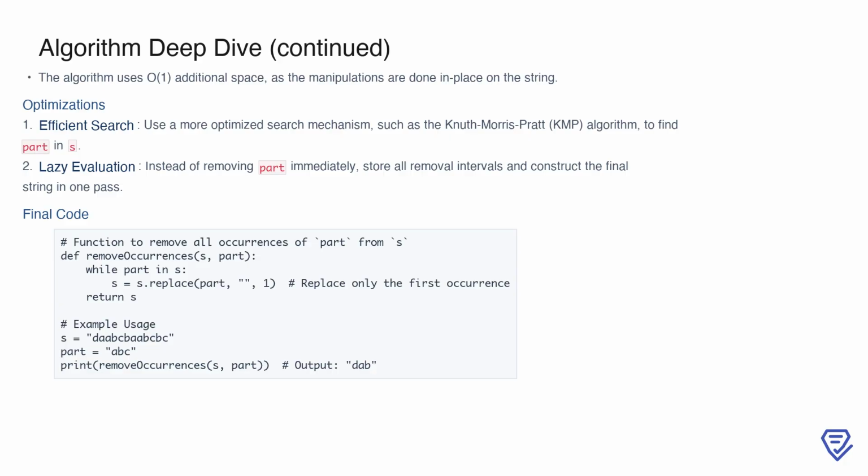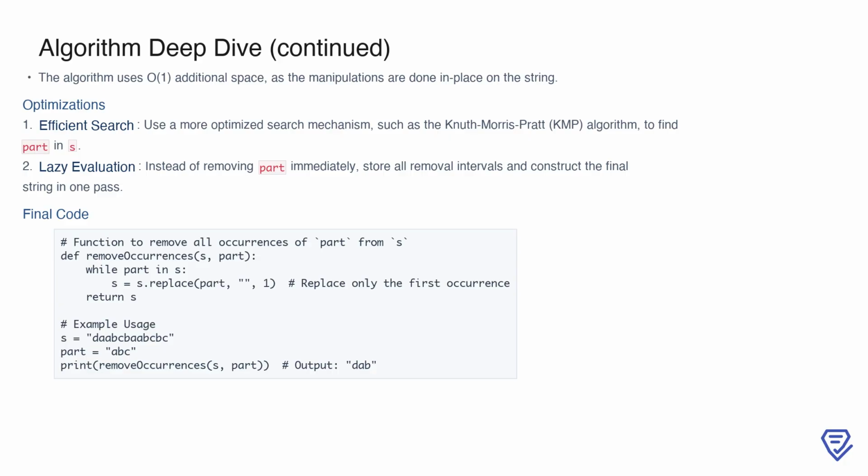From a space perspective, this algorithm is efficient, requiring O(1) additional space since all operations are performed in place on the string. However, there are opportunities for optimization. For instance, we could use a more efficient substring search algorithm like Knuth-Morris-Pratt, KMP, to reduce the time spent locating part. Another approach could involve lazy evaluation, where we store all removal intervals and construct the final string in one pass, minimizing redundant operations. Finally, here's the Python implementation of the solution.